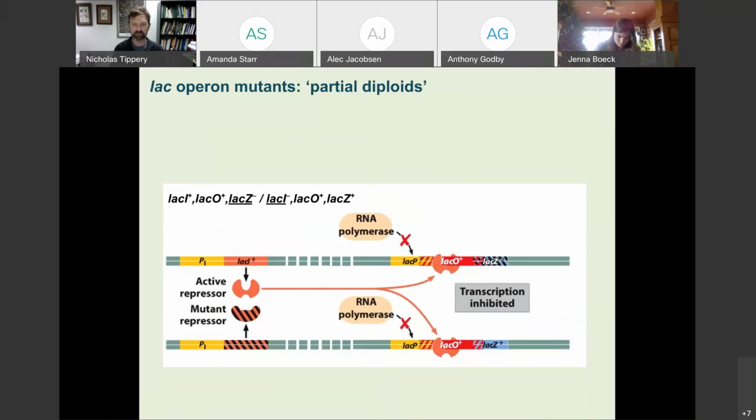Another example here, so functional and non-functional repressor molecules. It's kind of a combination, right? We have one that should be off in the absence of lactose, and one that should be on in the absence of lactose, right? So who wins? Which enzyme wins out?